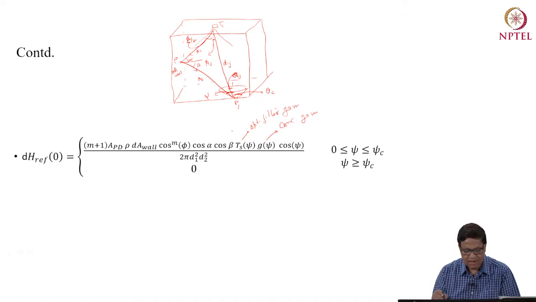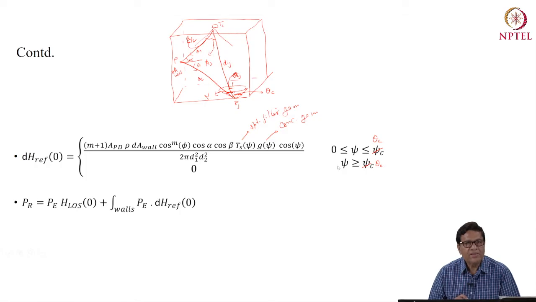And this is valid when the reflected ray is falling between 0 and psi c, or this should be theta c, because theta c is the maximum angle, and this is theta c. So this is how you represent the contribution from the non-line of sight component.